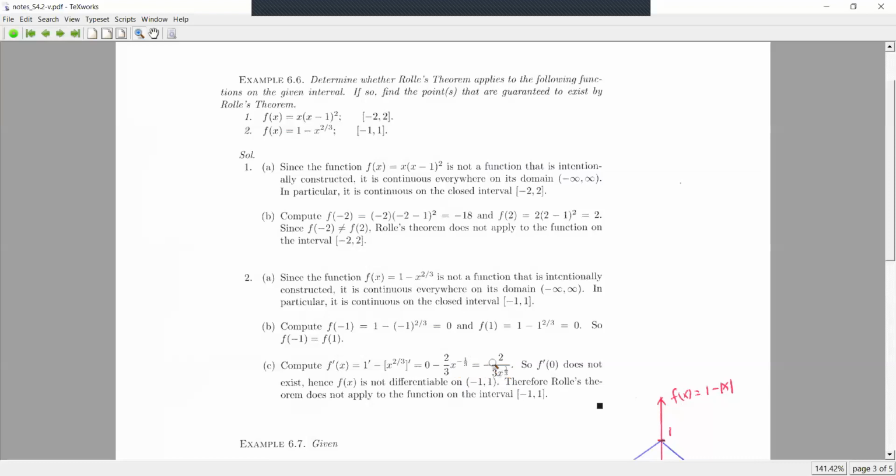Clearly the derivative doesn't exist when x is 0, because 2 over 0 is not computable. So the derivative at 0 doesn't exist. Therefore, the function is not differentiable everywhere between -1 and 1. So the third condition of Rolle's theorem is not satisfied. Conclusion: Rolle's theorem doesn't apply to this function on this interval.